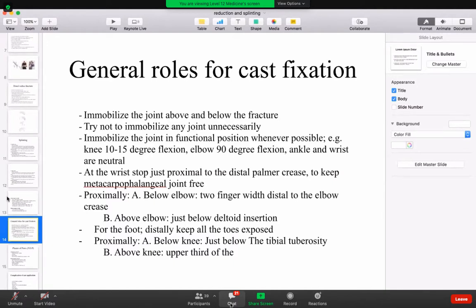If you're doing above elbow, it should be just below the deltoid insertion, which is around the mid part of the humerus. For the foot, if you're doing a lower extremity, distally keep all toes exposed. Proximally for below knee, should be just below the tibial tuberosity. If you're doing above knee, should be in the upper third of the thigh, just to allow for good stability of the joint.